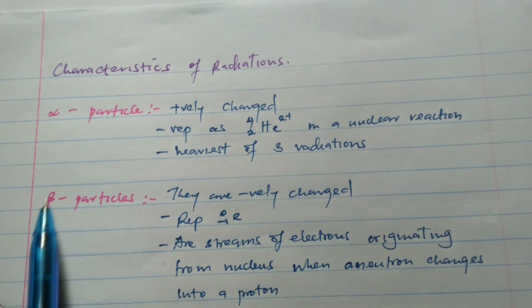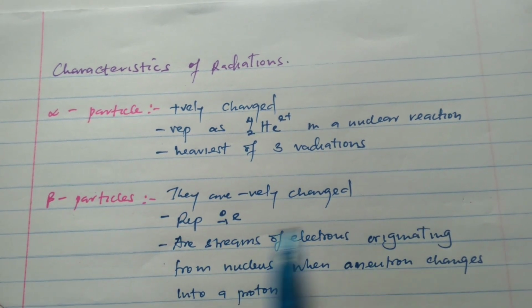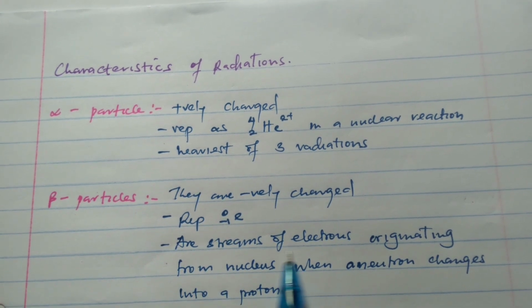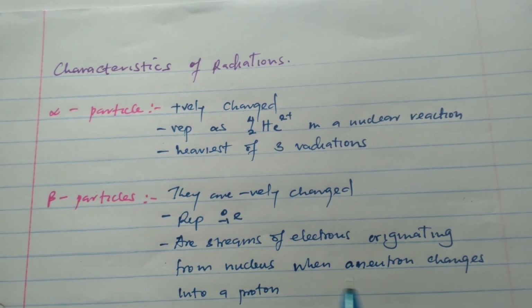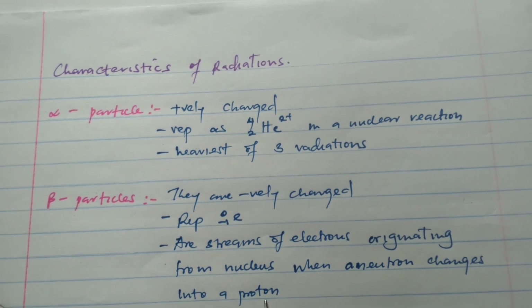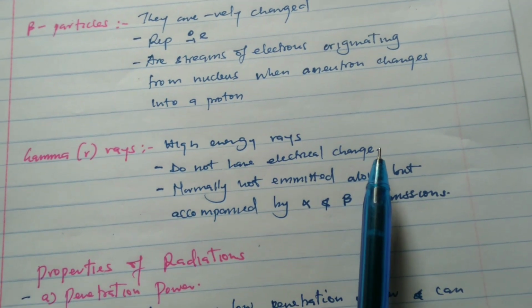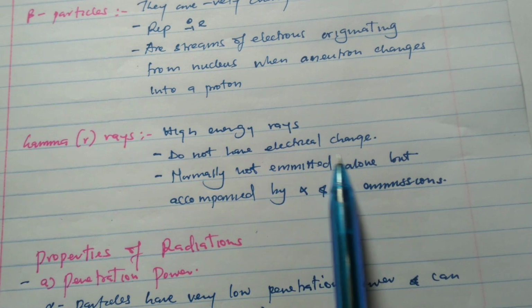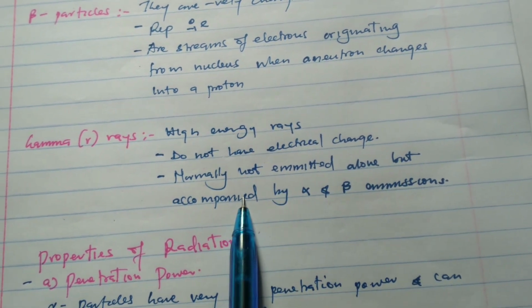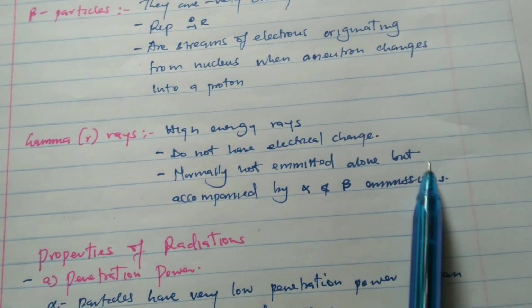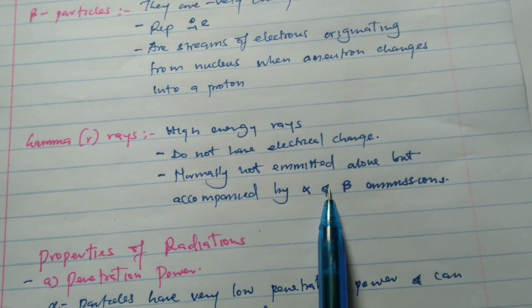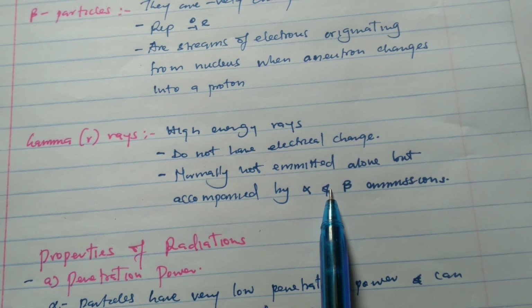For beta particles, they are negatively charged and are represented as this. They are streams of electrons originating from a nucleus when a neutron changes into a proton. And then for gamma rays, they're high energy rays and they do not have electrical charge. They are normally not emitted alone, but are accompanied by alpha and beta emissions or particles.